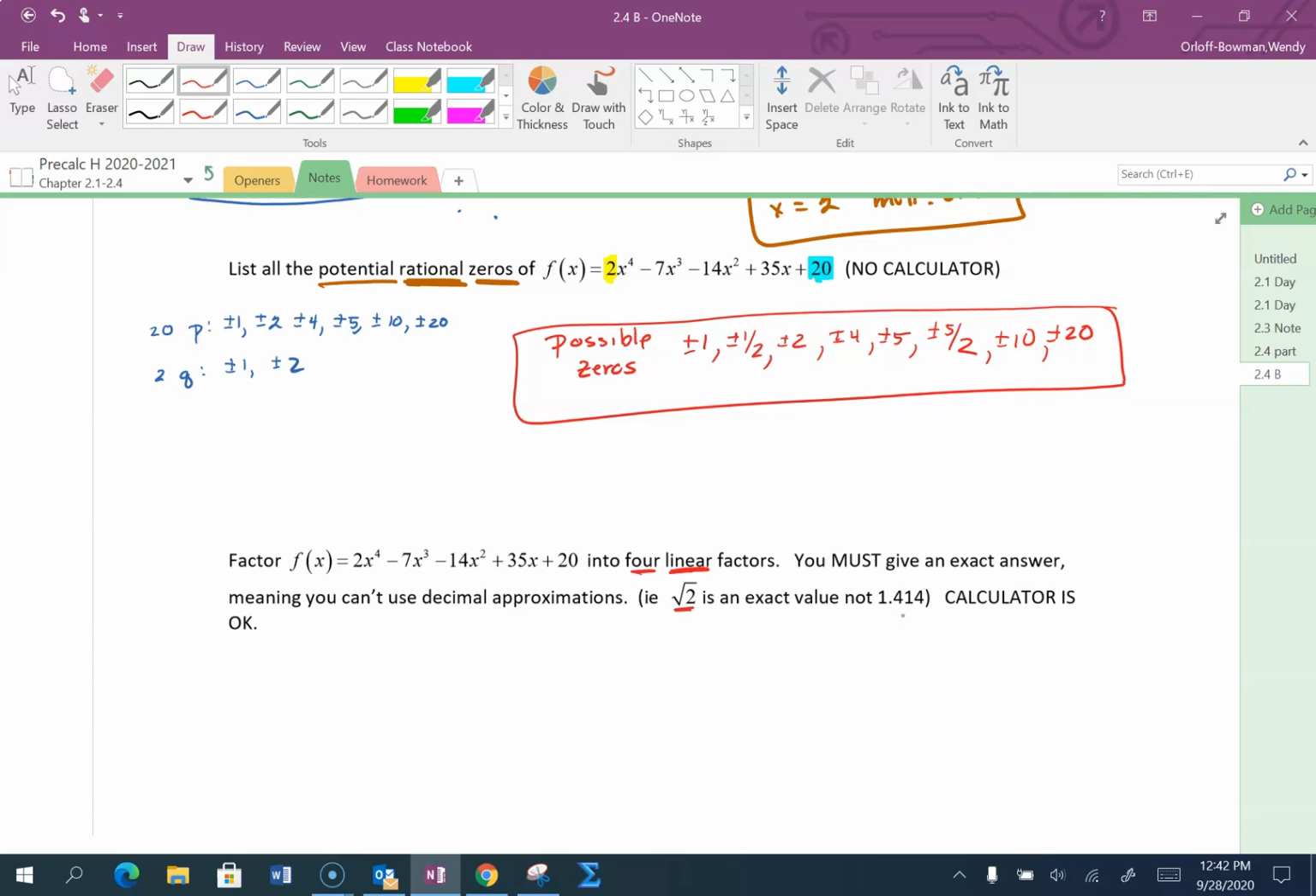If it's a real 0, it will be an x-intercept. So what you should do is pause this video, graph f of x in your calculator, and find the x-intercepts that are rational. Go ahead and do that now.